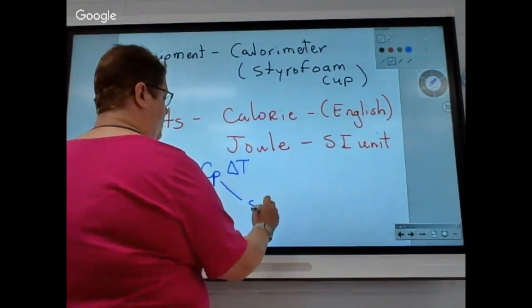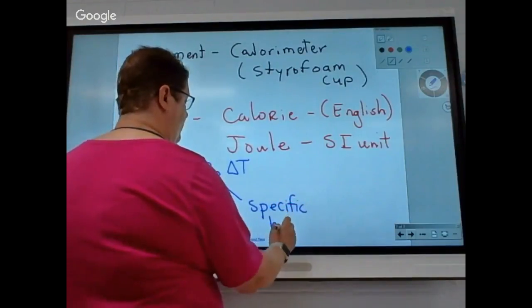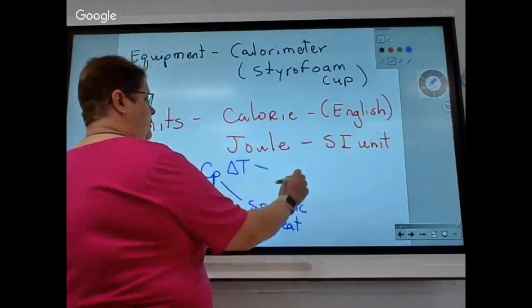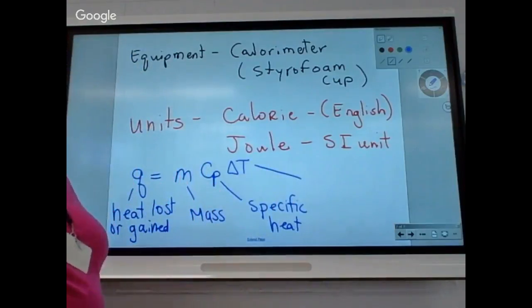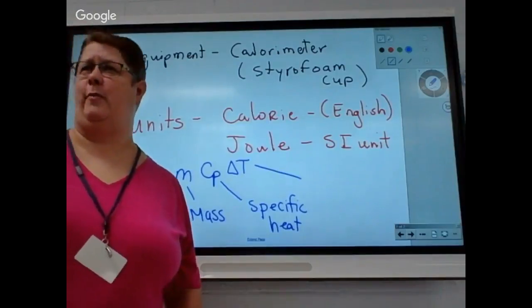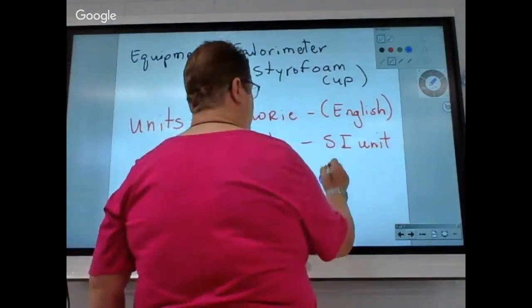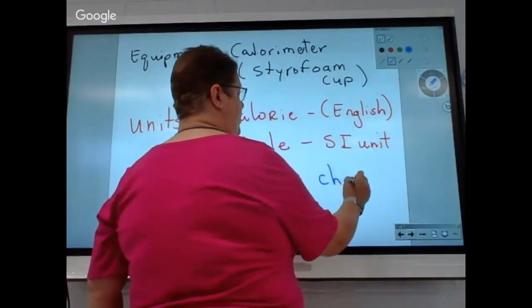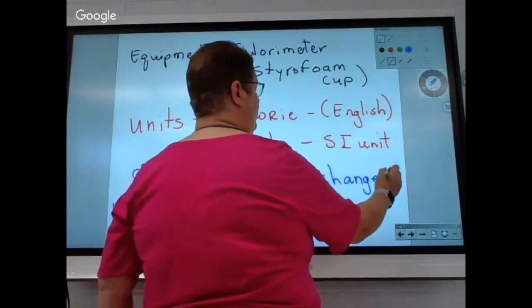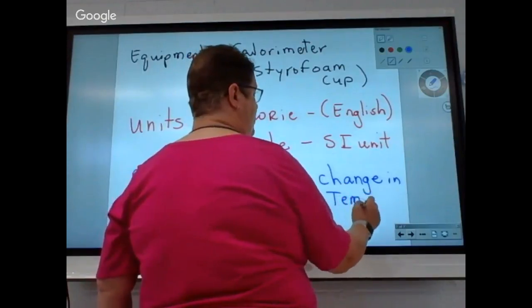Cp means specific heat. And delta T is actually a math term. A lot of people know it, but some people don't. Does anybody know what the delta stands for in a math class? Some people have seen it, some people haven't, so it's okay. It means change in. And because there's a T, it means change in temperature.